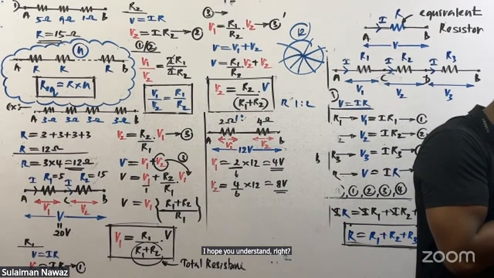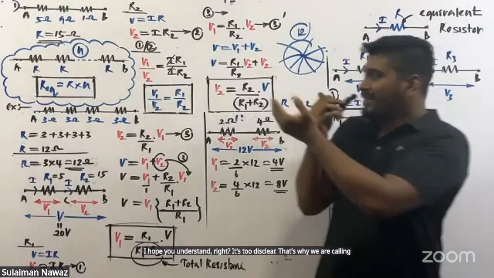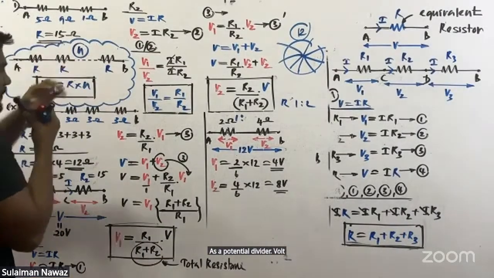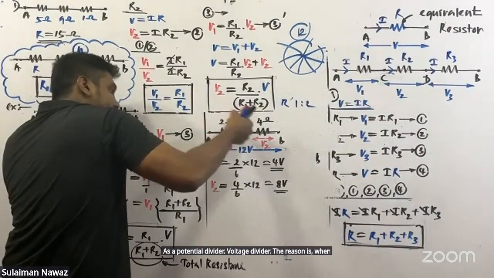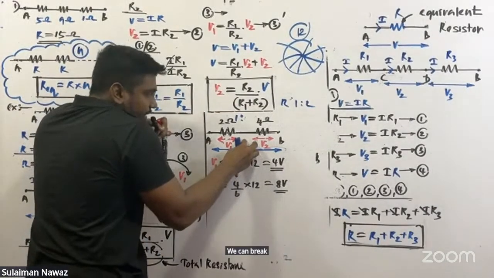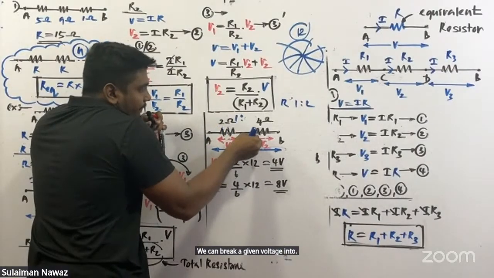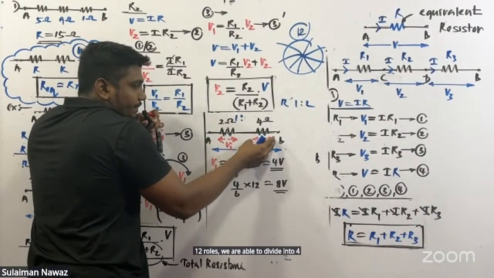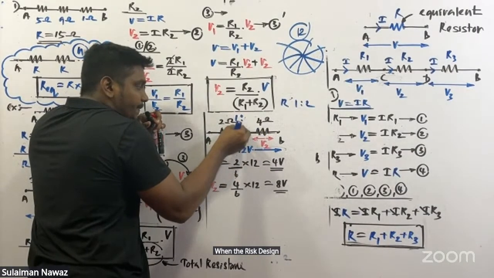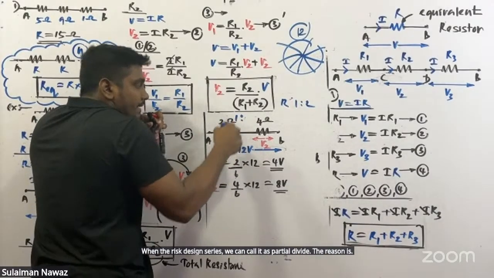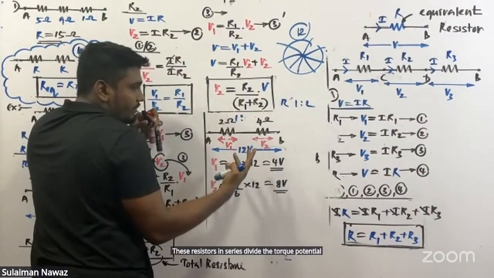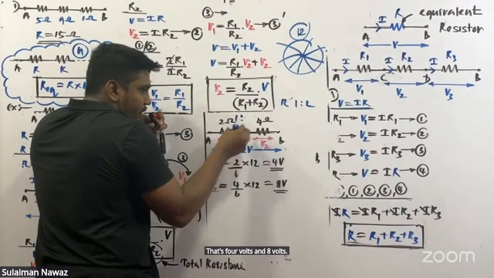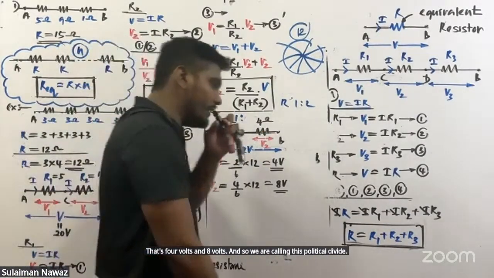The story is clear. And that's why we are calling resistors in series a potential divider, or voltage divider. The reason is when there are resistors in series, we can break a given voltage into desired sub-voltage values. See, 12 volts, we are able to divide into 4 volts and 8 volts. The resistors in series divide the total potential. This 12 volts is divided as 4 volts and 8 volts. That's why we are calling it a potential divider. That's also very clear, I think.